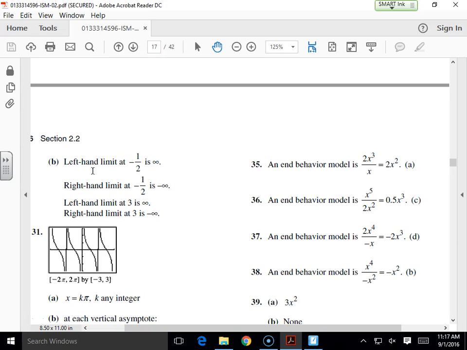End behavior model: not necessarily for all the in-between points, but eventually as x approaches infinity and negative infinity, what in essence is the graph going to behave like? So you take the term with the highest degree on top and bottom. Why do you do the bottom? Because the top is being divided by the bottom.